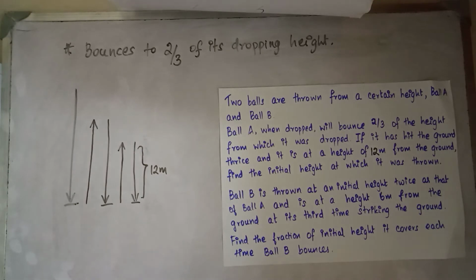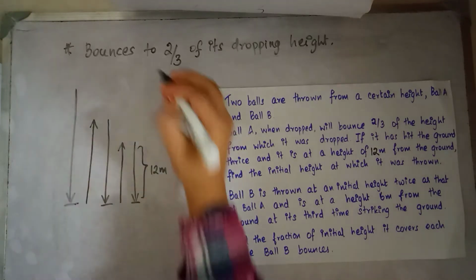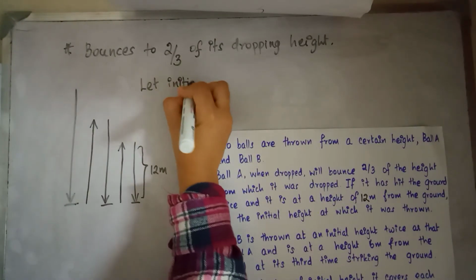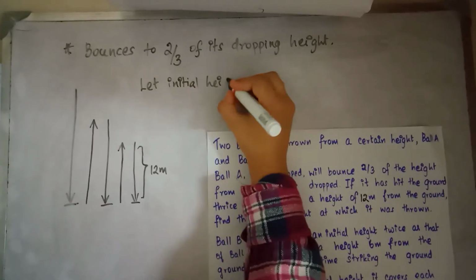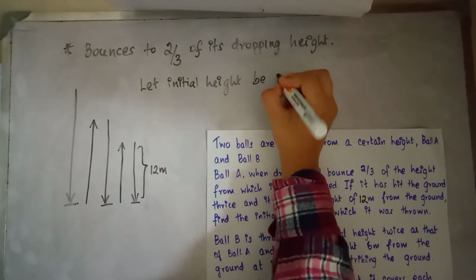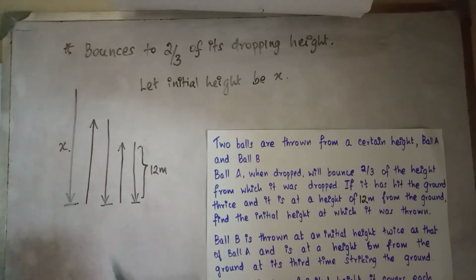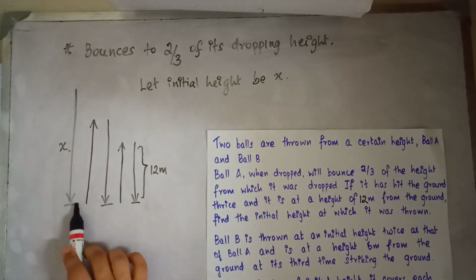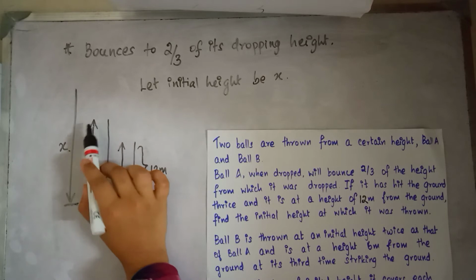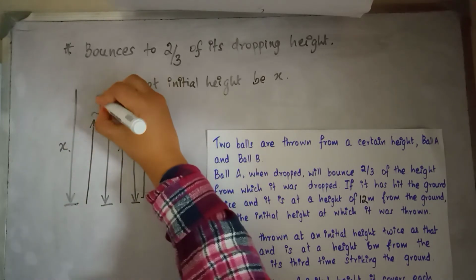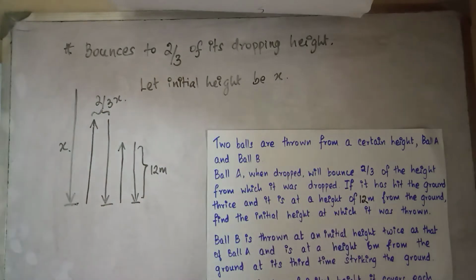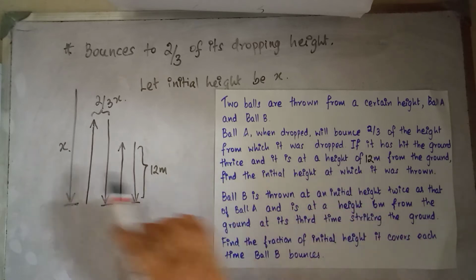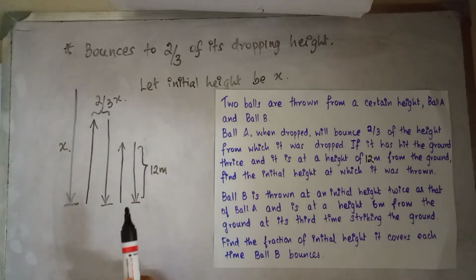Okay, so let the initial height at which it was dropped be x. So this is equal to x. It was dropped at a height of x. Now if it was dropped at a height of x, its bouncing back will be at a height of 2/3 of x, right? Because it will bounce up by 2/3 of the height from which it was dropped. So if it was dropped at a height of x, it will be 2/3 of x.